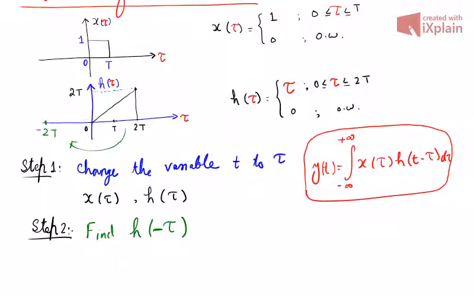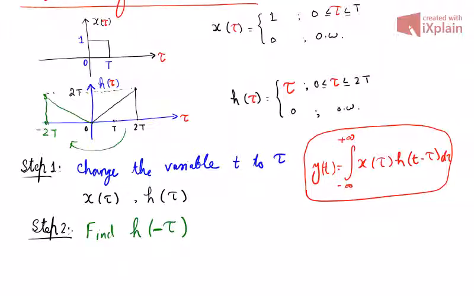So let me draw it neatly. It should look like this. The height is the same, but it is just the mirror image of the signal h of tau. So this one is basically h of minus tau.